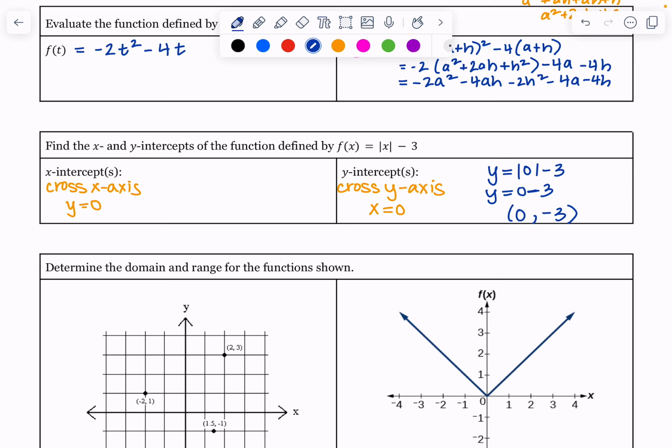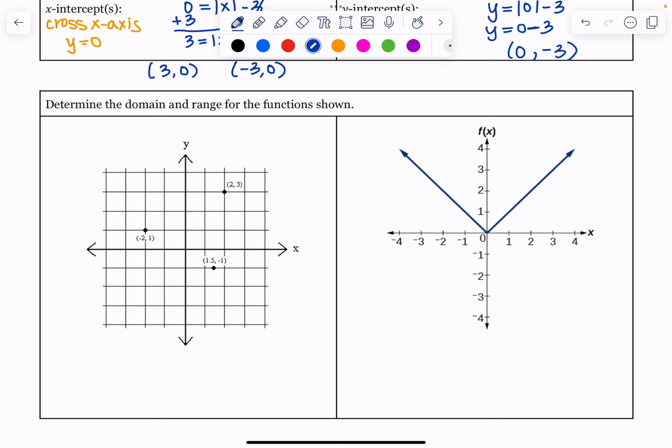Now for the x-intercepts, it's a little more complicated because there's usually 2 of them, but we're going to plug in 0 for the y. So I'm going to try to write small. We're going to have 0 equals the absolute value of x minus 3, and we're going to try to solve for x. So if I add 3 to both sides, I'm going to have 3 equals the absolute value of x. And if I solve that, we're going to get two answers, 3 and negative 3. So this one has two x-intercepts at 3, 0, and then another x-intercept at negative 3, 0.